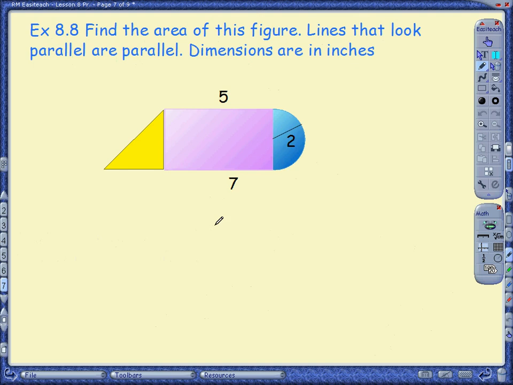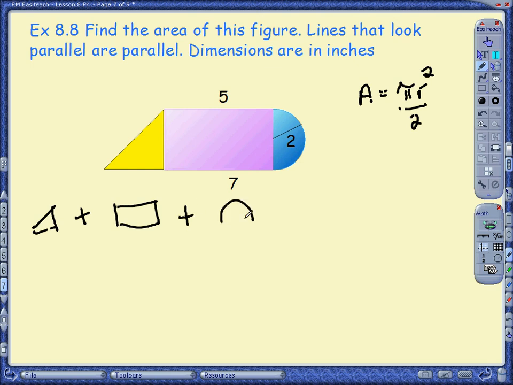Okay? Now this is another composite figure, and this is made up of a triangle, the yellow part, a rectangle, the purple part, and a semicircle. Now remember, when we do the area of a semicircle, we have to divide the area of the whole circle by 2. Okay, so we've got the triangle, and I always recommend drawing the shapes of what you're adding. I always recommend putting the formulas underneath as well. That helps you to learn them. And then pi r squared divided by 2.